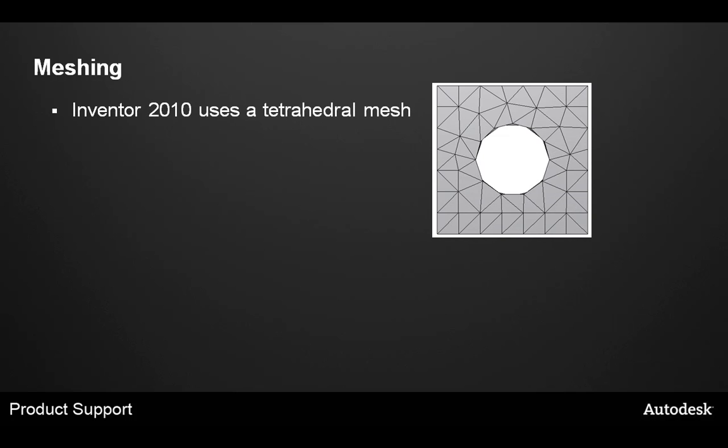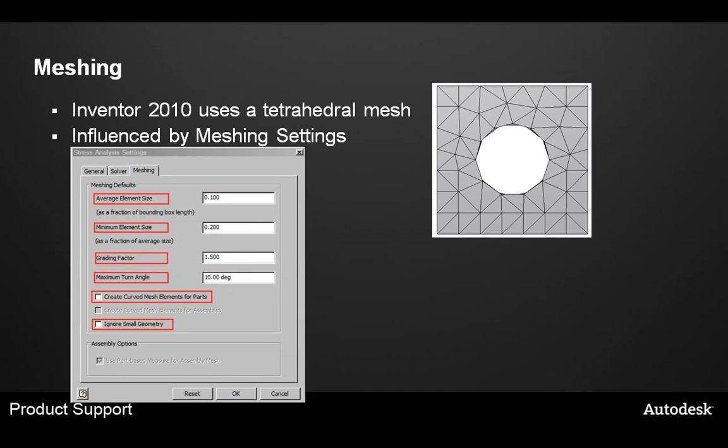Inventor 2010 uses a tetrahedral mesh. You see an example of that on the right. The mesh settings can be influenced by going to the stress analysis settings dialog and going to the meshing tab. There are several values that you can modify. The one that I want to draw your attention to is called maximum turn angle, which you see here. I've set it here to 10 degrees.